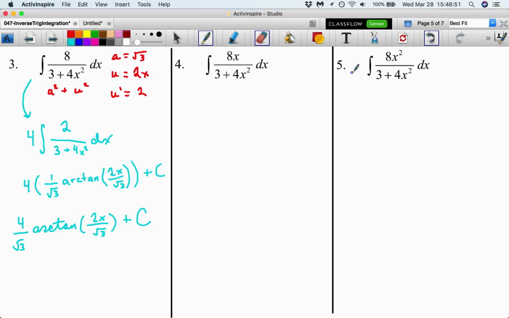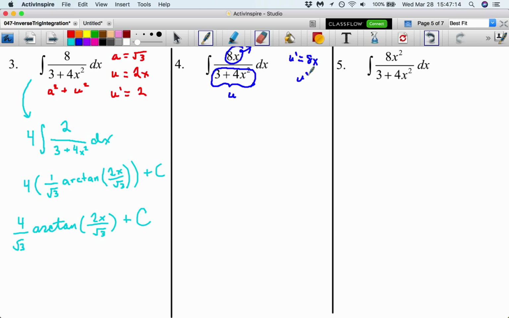Okay, for number 4, the first thing you should always try, like I've said, is what if the whole bottom was u? What if just the bottom was u? Then u prime would be 8x. That's already on the top, so it's a hook off.